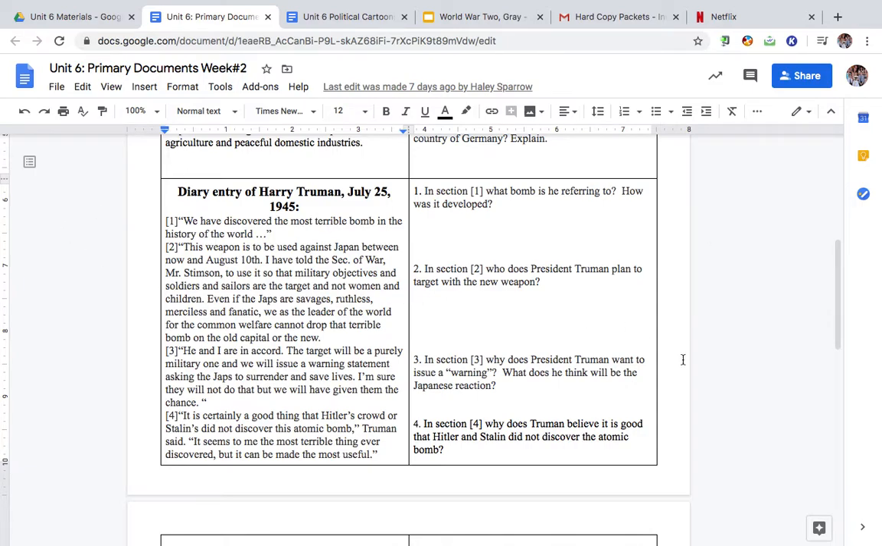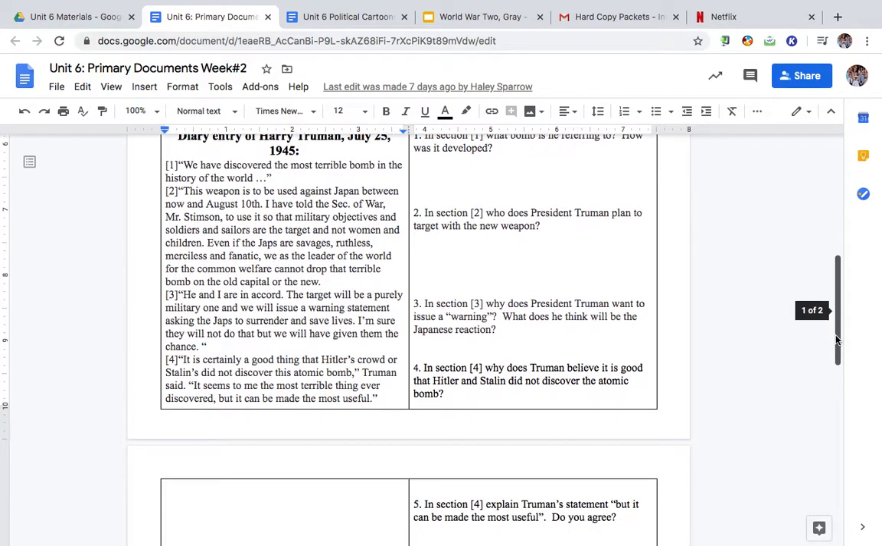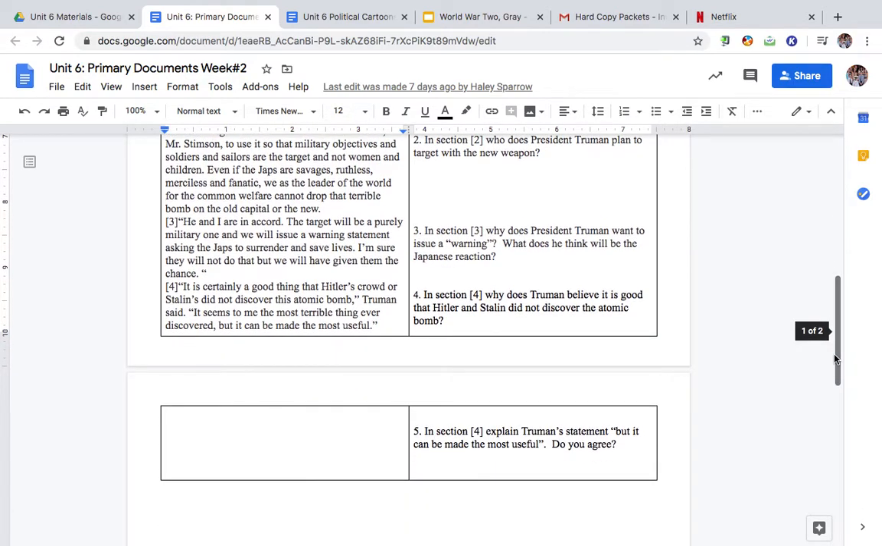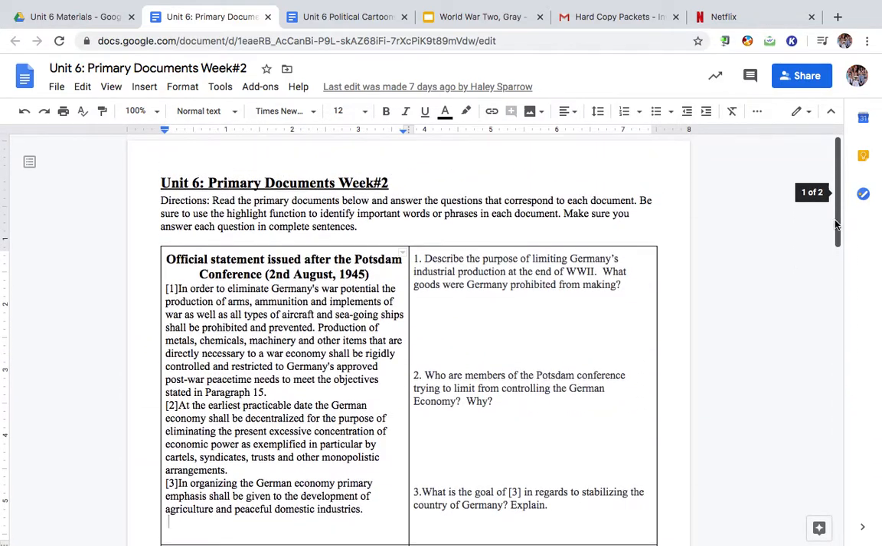In section 3, why does President Truman want to issue a warning? What does he think will be the Japanese reaction? Okay, he gives them a chance to what, but what does he think they will do instead? Number 4, in section 4, why does Truman believe it is a good thing that Hitler and Stalin did not discover the atomic bomb? And then in section 4, explain Truman's statement, but it can be made the most useful. Do you agree?